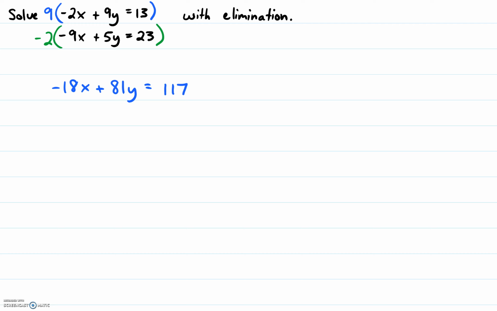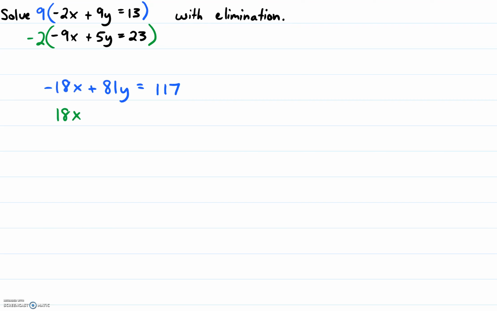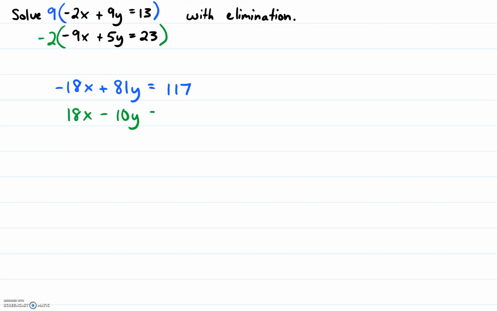Now the second equation, we're going to multiply everything by negative 2, and that means both sides of the equal sign. So negative 2 times negative 9x is going to give us positive 18x, and that's what we wanted. We now have a positive 18 and a negative 18, so that's good. Negative 2 times the 5y is going to give us negative 10y. And then negative 2 times the 23 is going to give us negative 46.